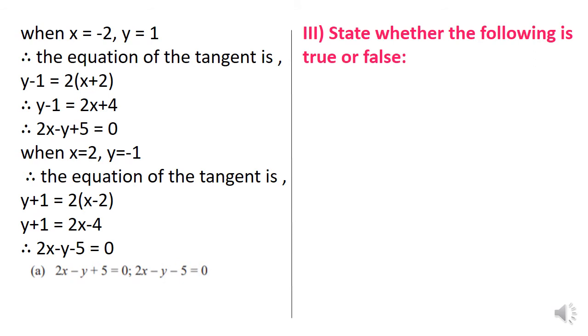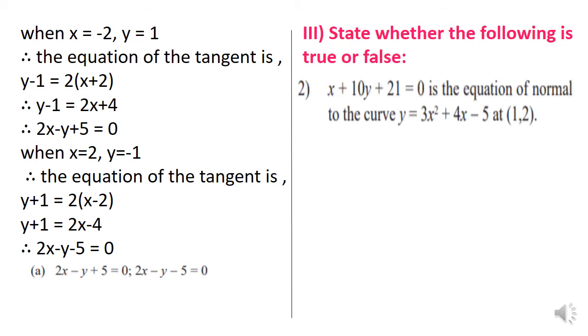The next question has come from true or false. That is, state whether the following is true or false. The question is, x plus 10y plus 21 is equal to 0 is the equation of the normal to the curve y is equal to 3x square plus 4x minus 5 at the point (1, 2). So let us see what to do over here to find whether it is true or false.